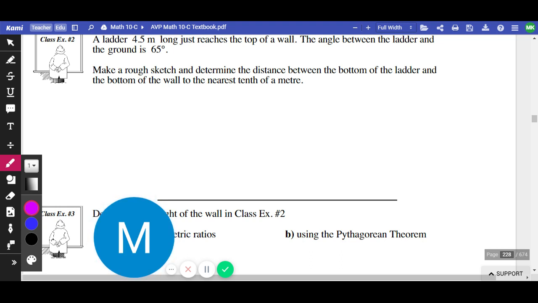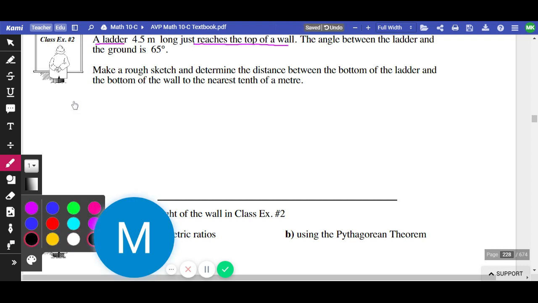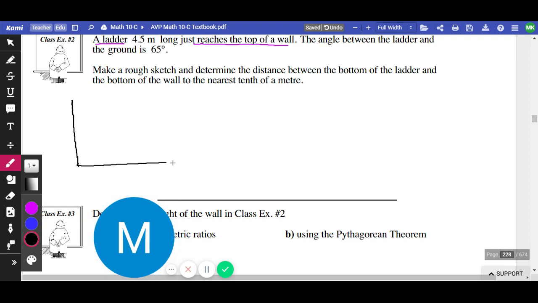It says, a ladder, 4.5 meters long, reaches the top of a wall. So, I have a wall. I have a ladder. The ladder touches the top of the wall. That's my ladder. The purple thing is my ladder. Bottom is the ground, side's the wall. You might want to even label it to yourself, like wall, ground, ladder, so you know.